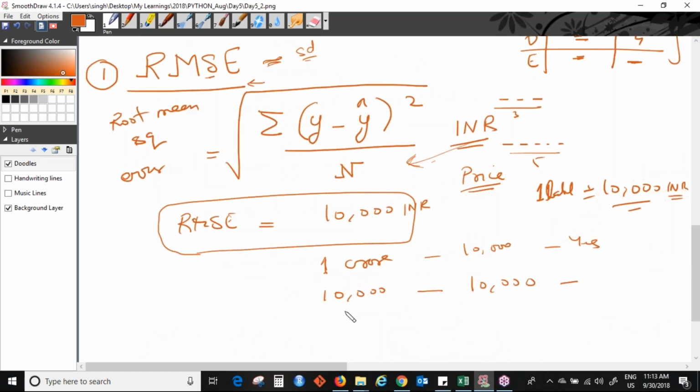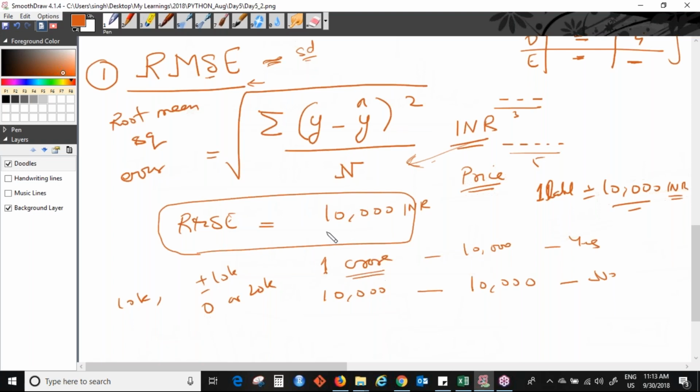If the actual price is 10,000 and your error is also 10,000, then this is not a good model, because the actual price is 10k and you are predicting plus or minus 10k away. That means you are predicting either 0 or 20k. So this is a very bad model. But if the actual price is 1 crore, you are predicting 99 lakh 90,000, or 1 crore 10,000. So it's a good model.